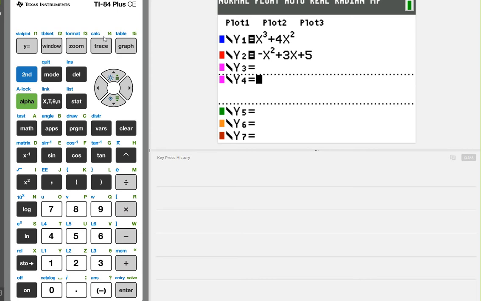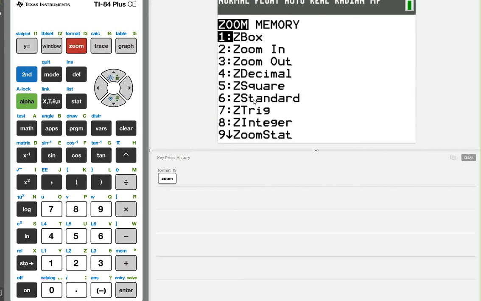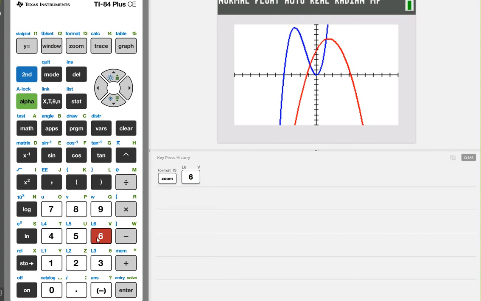So if I don't know where to graph it, kind of a decent place to start is Zoom 6, because that gives you the standard window. So Zoom 6, and okay, that's not a bad graph. The idea is, though, it gives you a place to start, and you want to adjust it a little bit. You want to fix it so that you can see what you need to see and do what you need to do. So we've practiced this before.